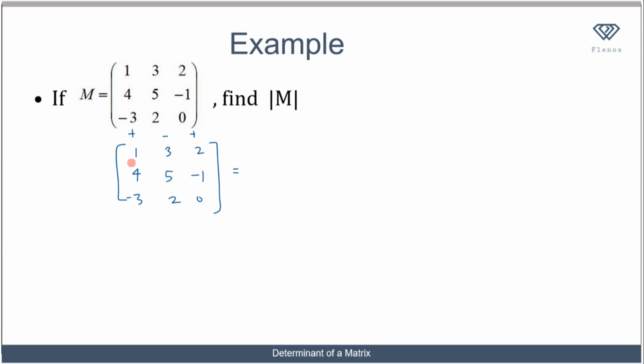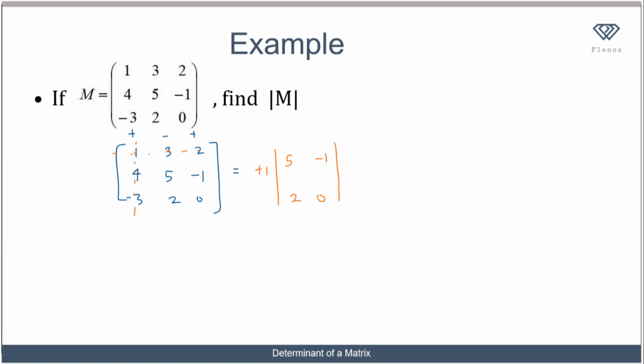So for the first element in the first row, we draw a line across it both horizontally and vertically. So I have plus 1, and what am I left with? I'm left with 5, minus 1, 2 and 0.